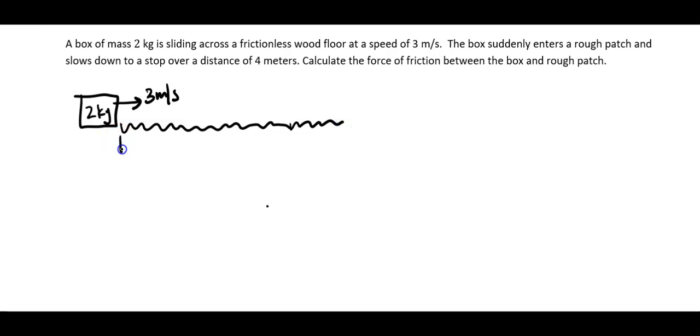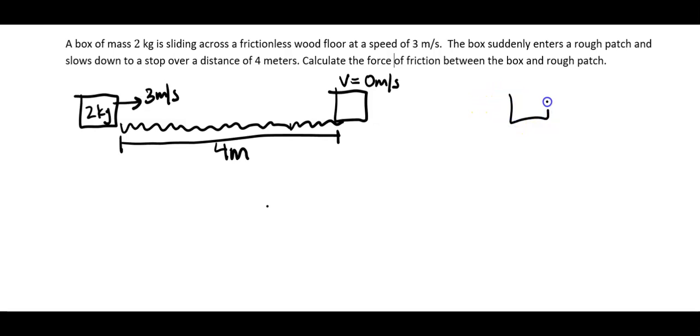Okay, so we're now going to go ahead and solve a problem involving the work kinetic energy theorem. So let's go ahead and read the problem and draw some things out. A box of mass 2 kilograms is sliding across a frictionless wood floor at a speed of 3 meters per second. The box suddenly enters a rough patch, here's our rough patch, and slows down to a stop over a distance of 4 meters. Here it is at the end. So we know if it slows down to a stop, our final velocity is going to be 0. Calculate the force of friction between the box and the rough patch.